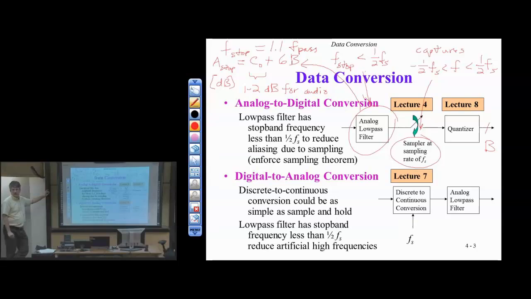What does aliasing look like? You get jagged lines. You don't get smooth lines.